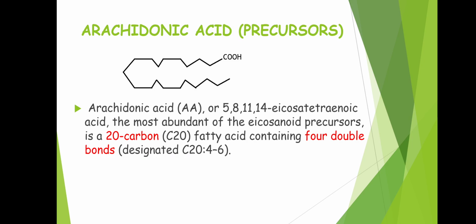Next, what else we require? We require tetra double bond. Tetra double bond means 4 double bonds, and the position of these double bonds are at 5, 8, 11 and 14. We have got double bonds. Okay, so this is icosa, that means 20 carbon atoms. Tetra means 4 double bonds, enoic acid for COOH. So this is arachidonic acid, also known as 5,8,11,14 icosa tetraenoic acid.